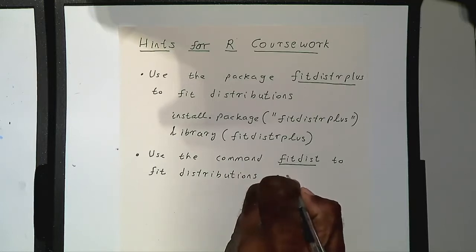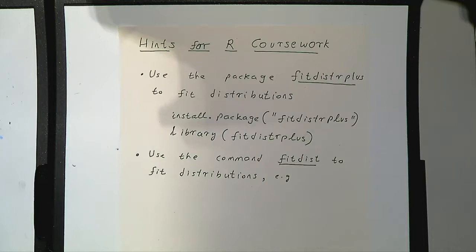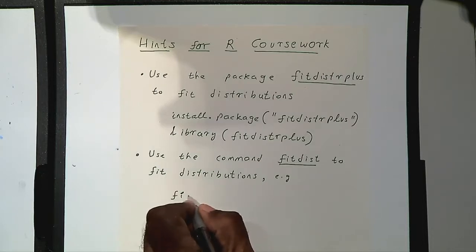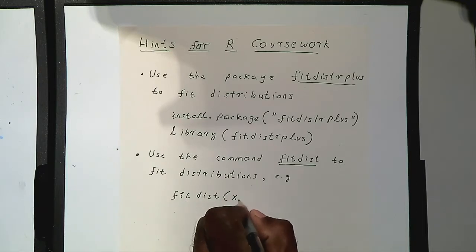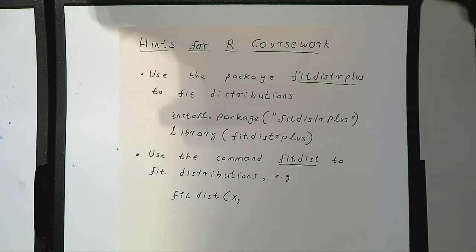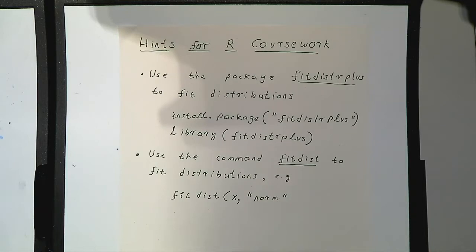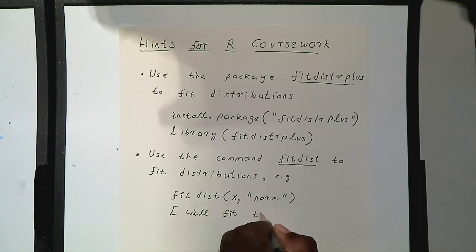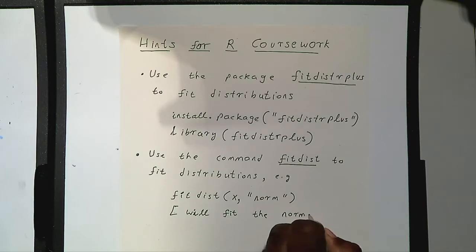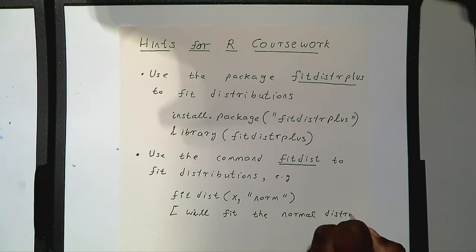So, for example, suppose you want to fit the normal distribution. If you want to fit the normal distribution, you will say fitdist(x, where x is the object that will contain the log returns you already read before. And then in double quotes, you will say "norm". Norm is the distribution that you want to fit, right? And close the bracket. So this command will fit the normal distribution to the log returns, right?